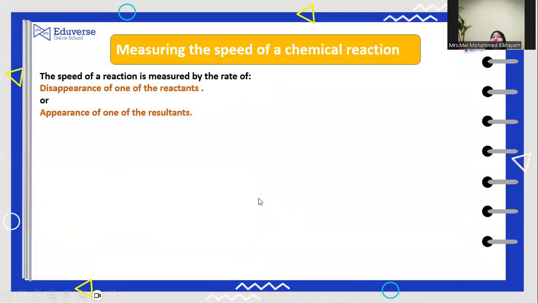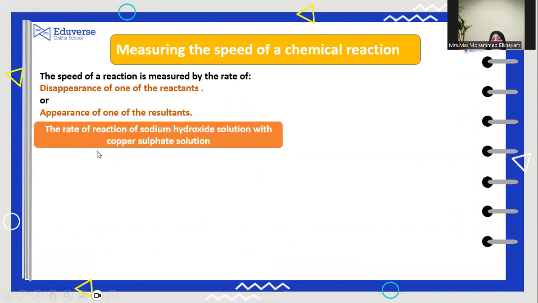Now, measuring the speed of a chemical reaction. The speed of a reaction is measured by the rate of disappearance of one of the reactants or the appearance of one of the products. Let's see this reaction.